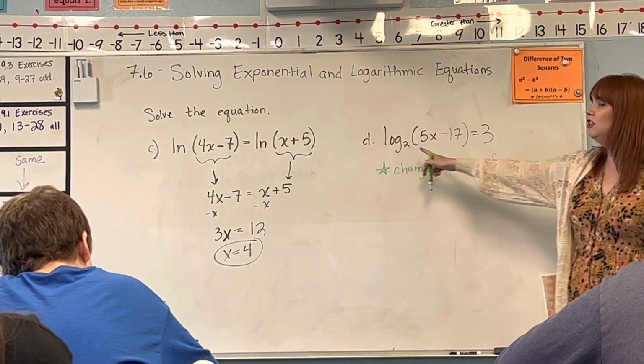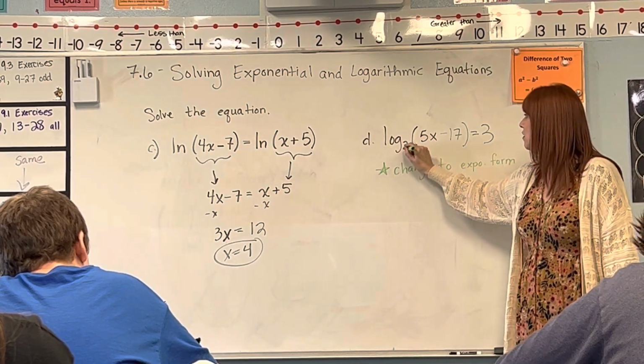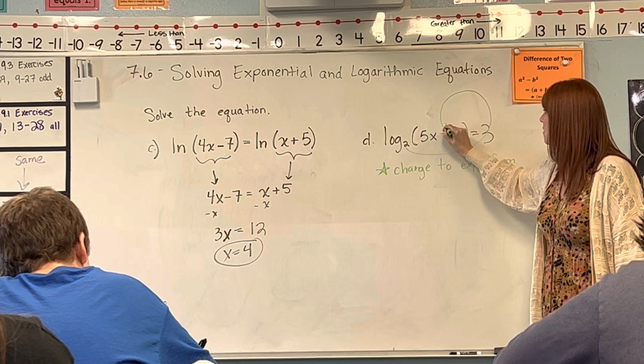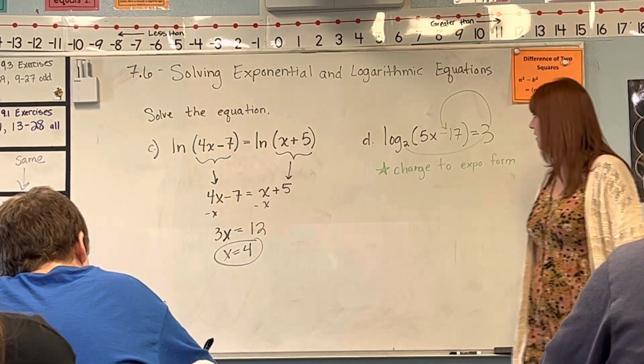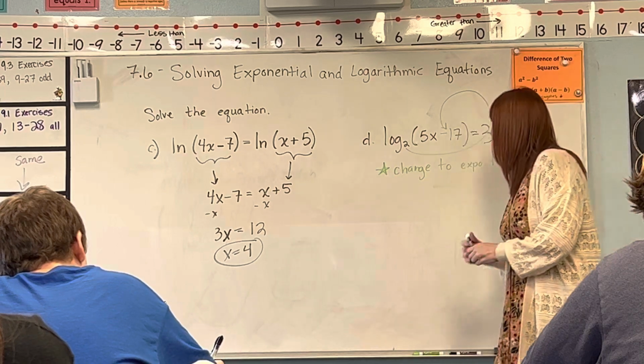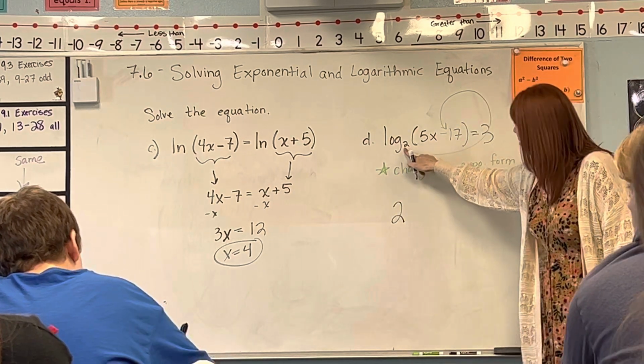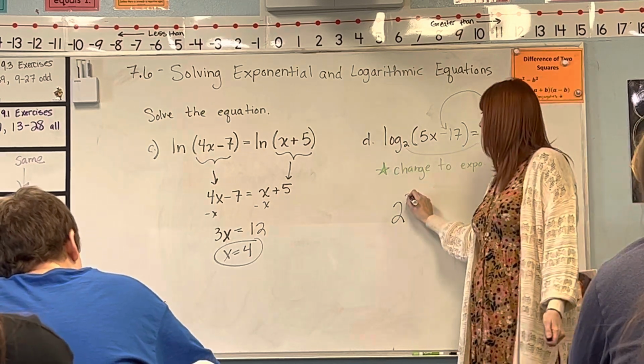If you have log just on one side, you could take this and go 2 to the third power equals... I love doing the swirly. It's a 6 on its back, like a 2 turtle. 2 to the power of 3 equals, oh, that makes sense.